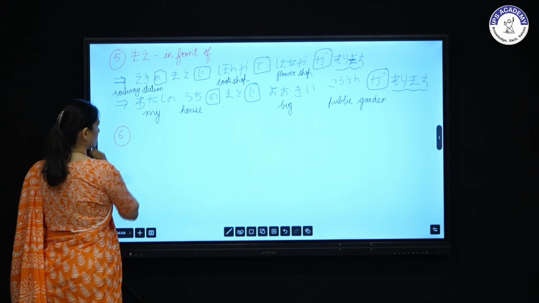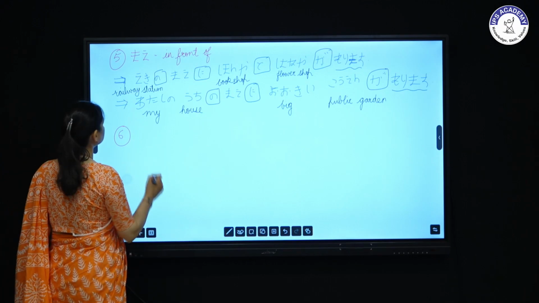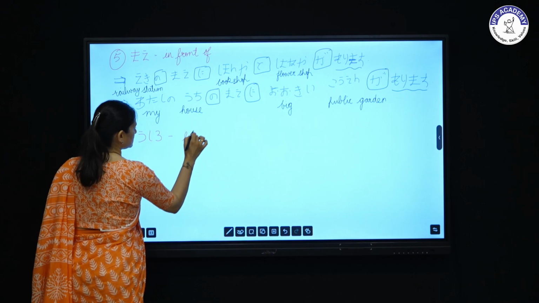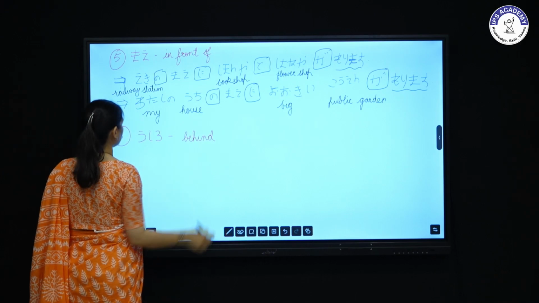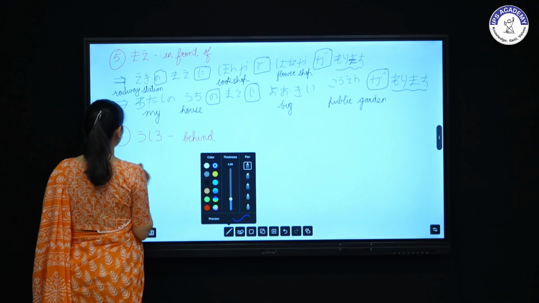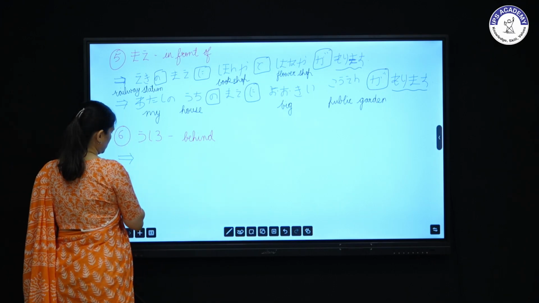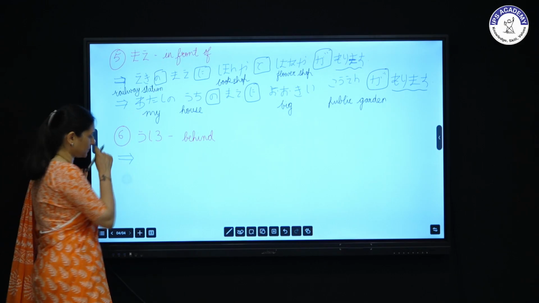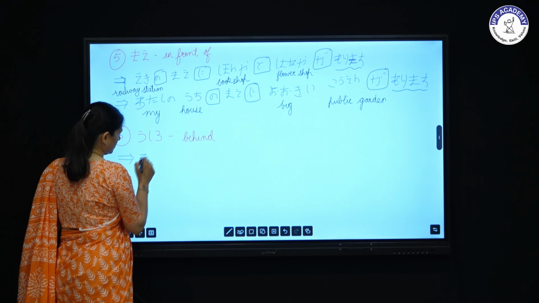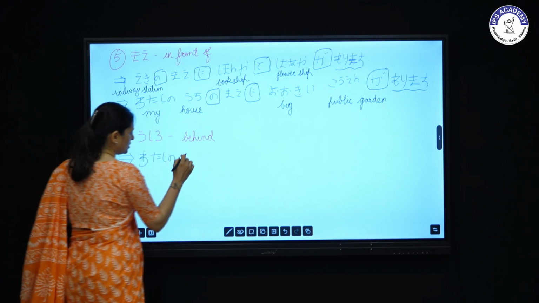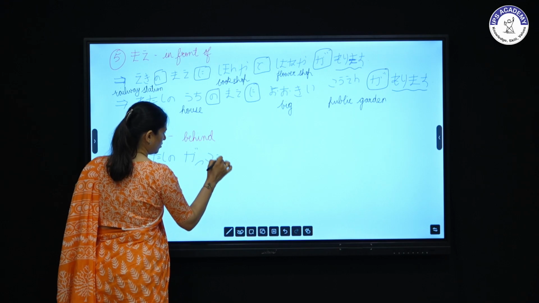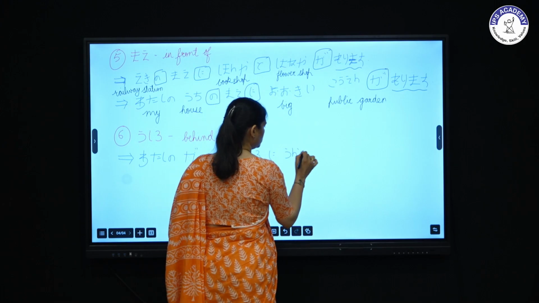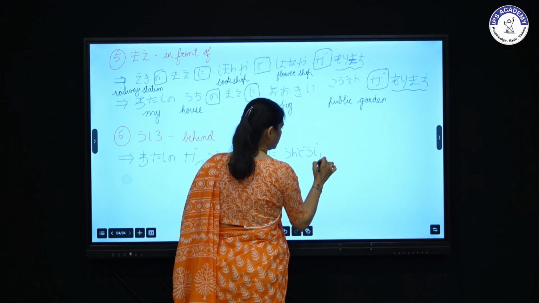The sixth preposition. It is ushiro, which means behind. Okay, ushiro means behind, at the back of something. Okay. The first sentence is watashi no gakkou no ushiro ni undojou ga arimasu.